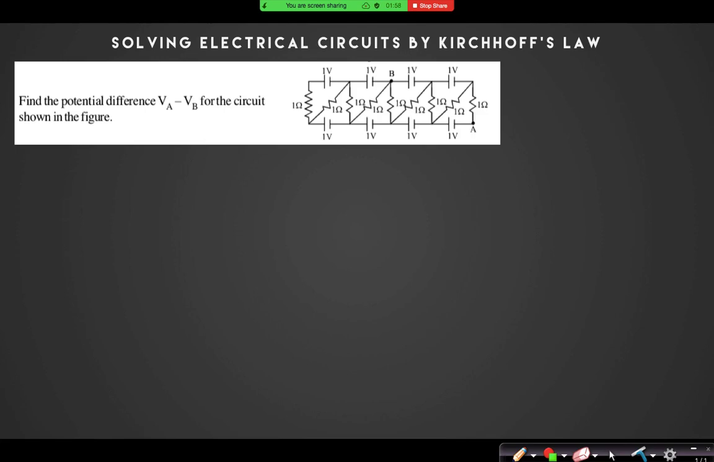This question was also your homework. Let us first try to solve this question. It is asking about the potential difference VA minus VB for the circuit shown in the figure. I can use the junction law, or the nodal analysis, to solve this question.